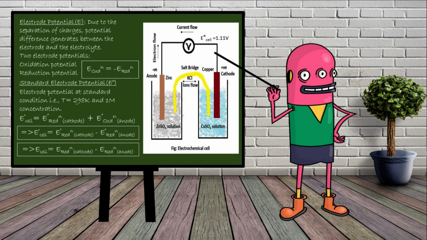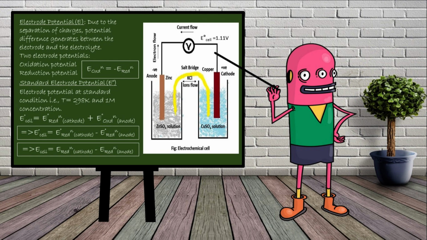Again, the electrode potential at standard condition, which is when temperature is 298 Kelvin and for 1 molar concentration, is defined as the standard electrode potential, denoted by E0. The EMF of cell under standard condition, E0 cell, is the sum of the E0 reduction cathode and E0 oxidation anode. But we have already noted that oxidation potential is the negative of reduction potential. Therefore, we can write E0 cell is equal to E0 reduction cathode minus E0 reduction anode. Don't get confused with the E0 reduction cathode or anode. It simply denotes the reduction potential of the electrode, which means the tendency of the electrode to get reduced.